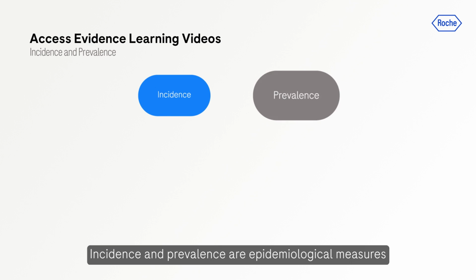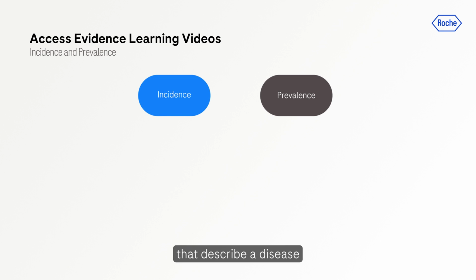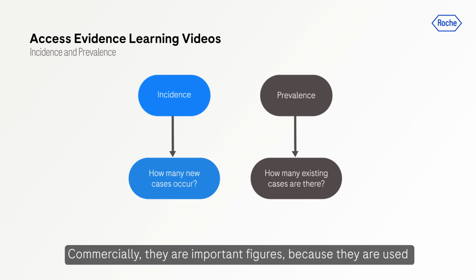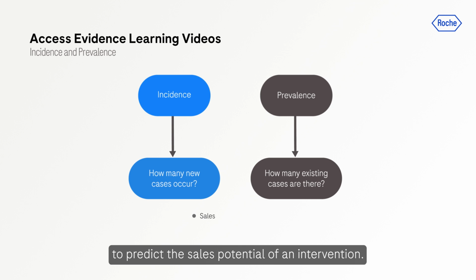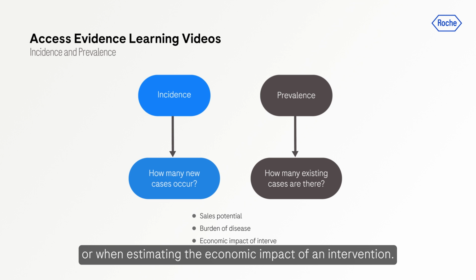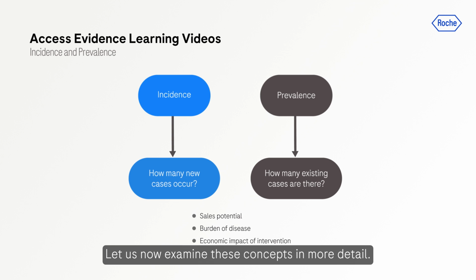Incidence and prevalence are epidemiological measures that describe a disease in terms of how many new cases occur and how common it is in the population. Commercially, they are important figures because they are used to predict the sales potential of an intervention. They are also widely used in other areas, for example, when demonstrating the burden of a disease or when estimating the economic impact of an intervention. Let us now examine these concepts in more detail.